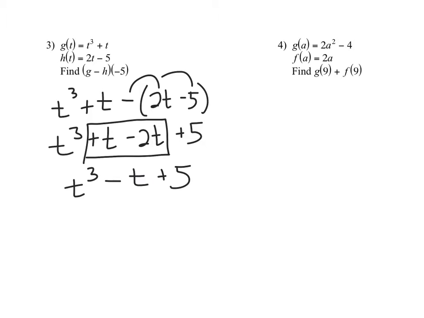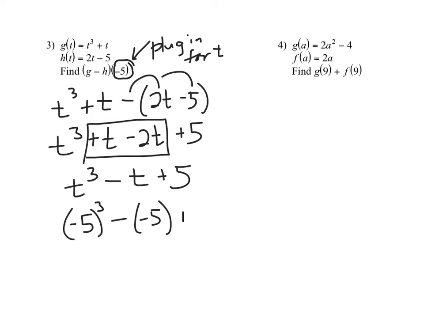Okay, now this is exactly what we did on the last page, except now this time, this is telling me the number that I want you to substitute in. I want you to plug this number in for t. So for every t, I'm going to plug in a negative 5. So this is going to be negative 5 to the third minus negative 5 and plus 5. And I'm going to actually have a number answer for every problem.